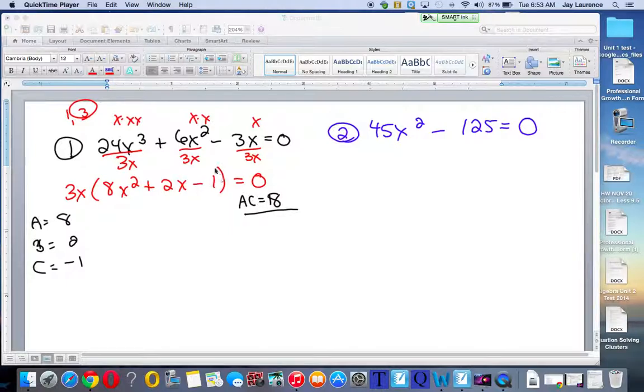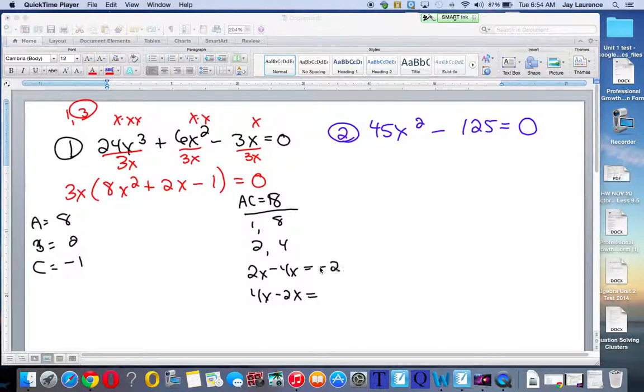Now, I know I'm going to be subtracting my 2 factors of 8 because C is negative. I need 2 factors of 8 that subtract to get positive 2. Well, how about 2 and 4? Now you have to ask yourself, is it going to be 2x minus 4x because we're subtracting, or is it 4x minus 2x? And you need to be careful. A lot of you make a mistake here. You always want to get B. These do not give the same answer.